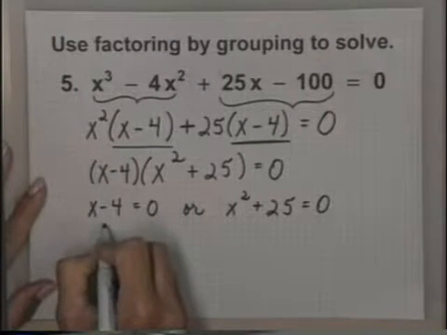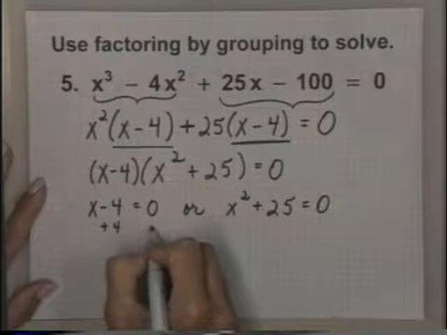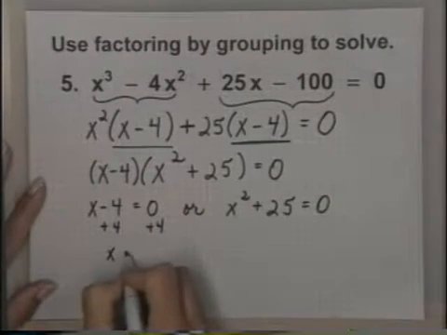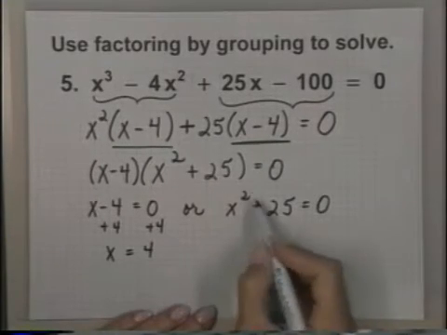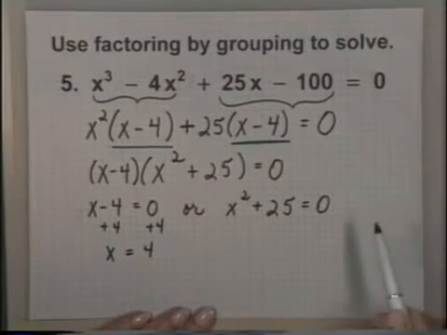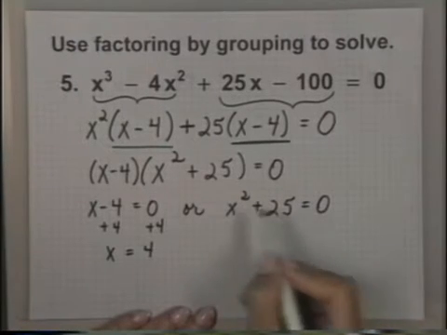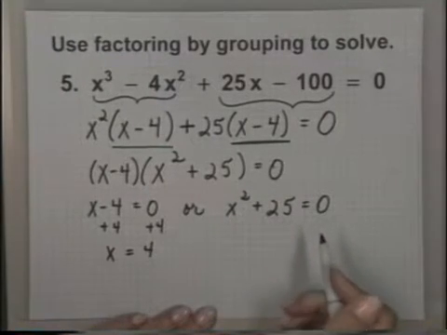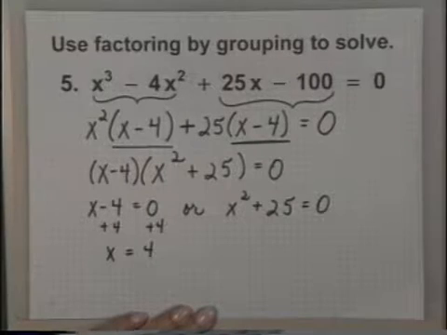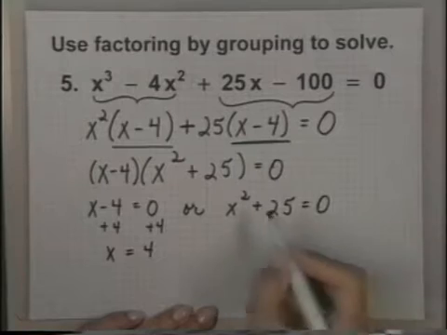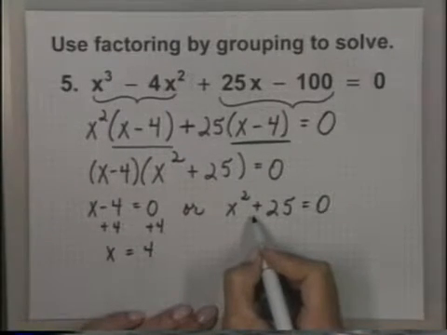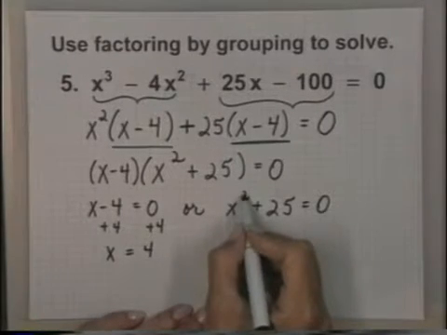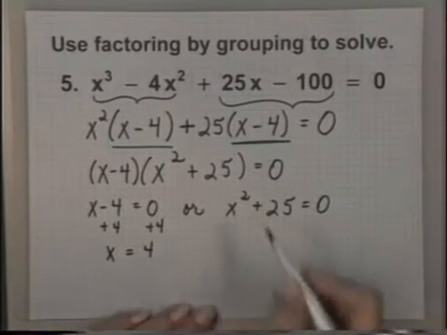We know we want to isolate x. We do that by adding 4 to both sides. We get x equals 4 as an equivalent equation. On x squared plus 25, it's quadratic. It doesn't factor. You could use the quadratic formula on it, but since it's missing the x to the first power term, usually when I'm missing that linear term, I solve for x squared and then extract roots.